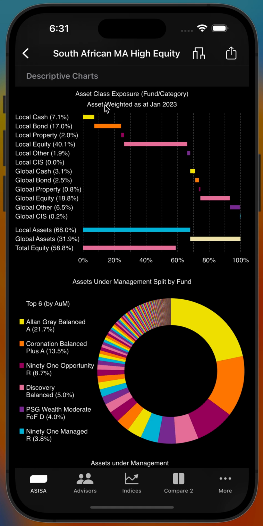Now, it is telling you here that it's asset weighted. In other words, it will look at the size of the fund and the equity component of that. So a big fund would count a lot more than a small fund. You're aggregating the equity across all of the funds. The rand number is being aggregated. You can change that in the settings to make it equally weighted.